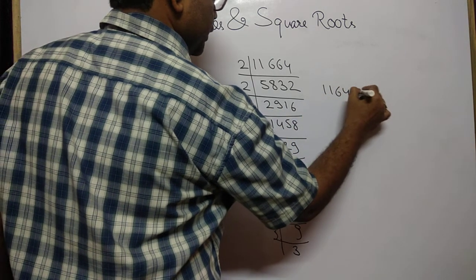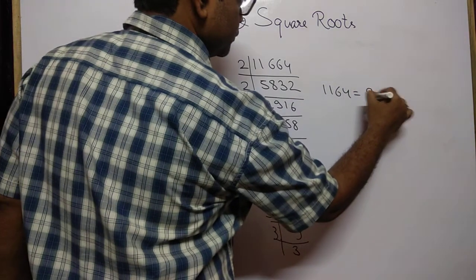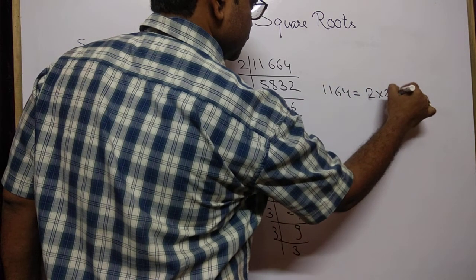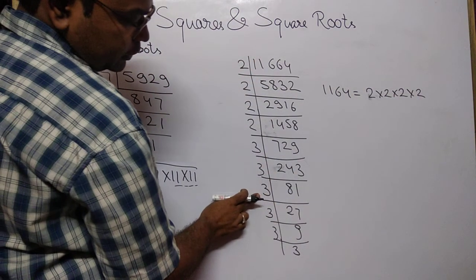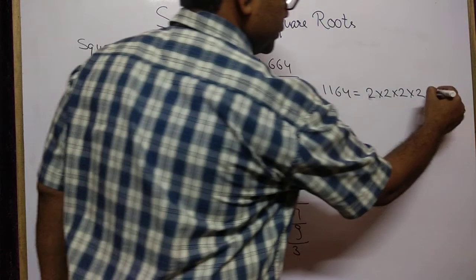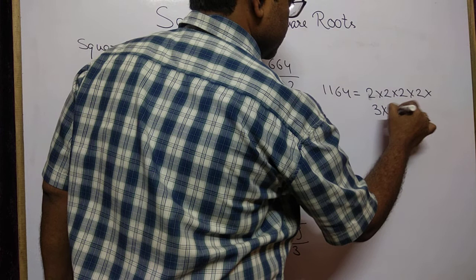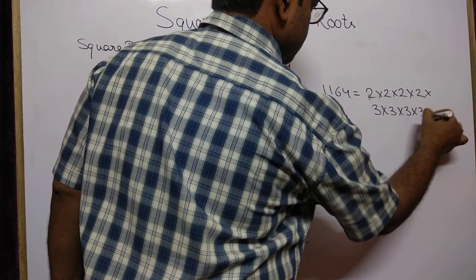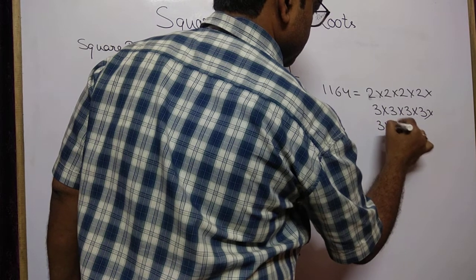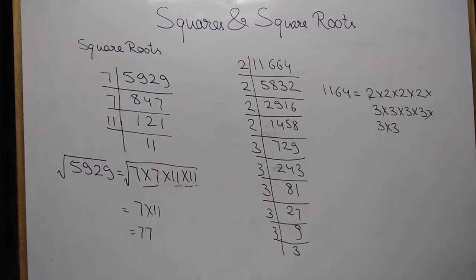1164 is, how many 2s are there? 1 2 3 4. How many 3s are there? 3 3 6 3s are there. So we can write on this side. Due to unavailability of space, I am writing likewise.